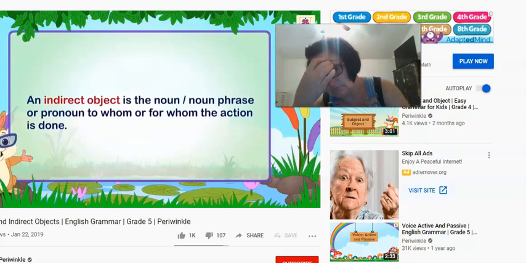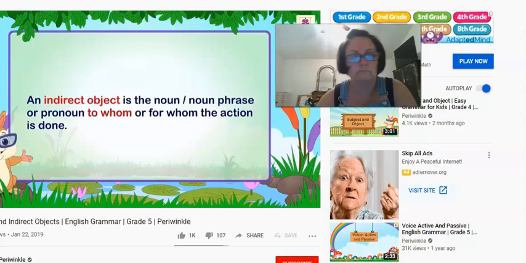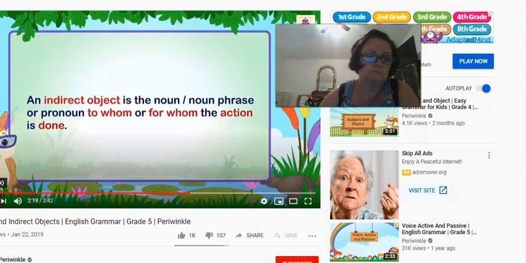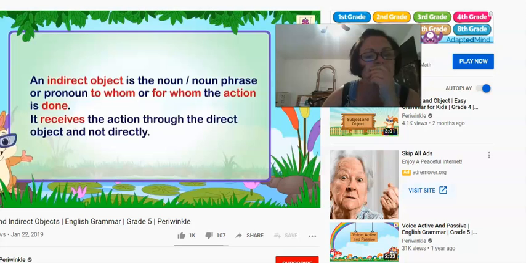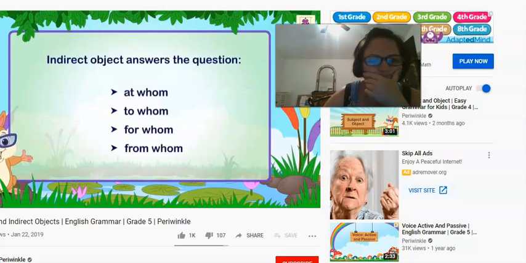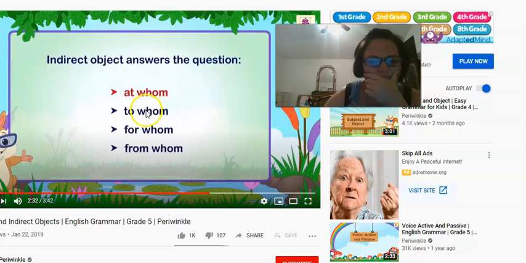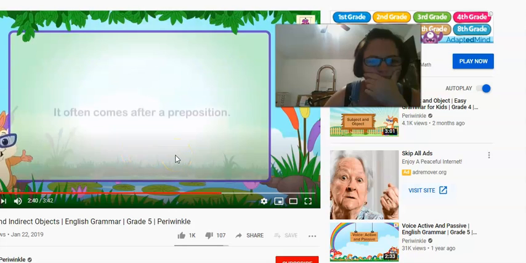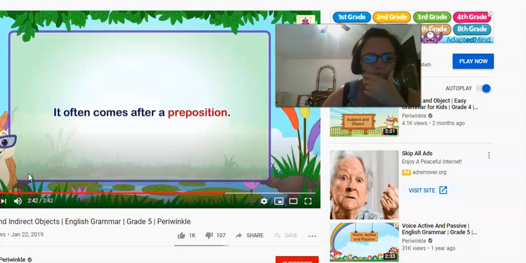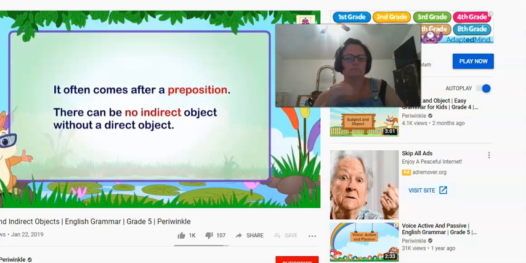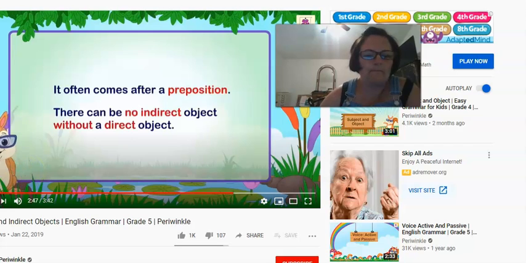An indirect object is a noun or noun phrase or pronoun to whom or for whom the action is done. It receives the action through the direct object and not directly. It answers the question at whom or to whom or for whom or from whom. It often comes after a preposition. There can be no indirect object without a direct object.